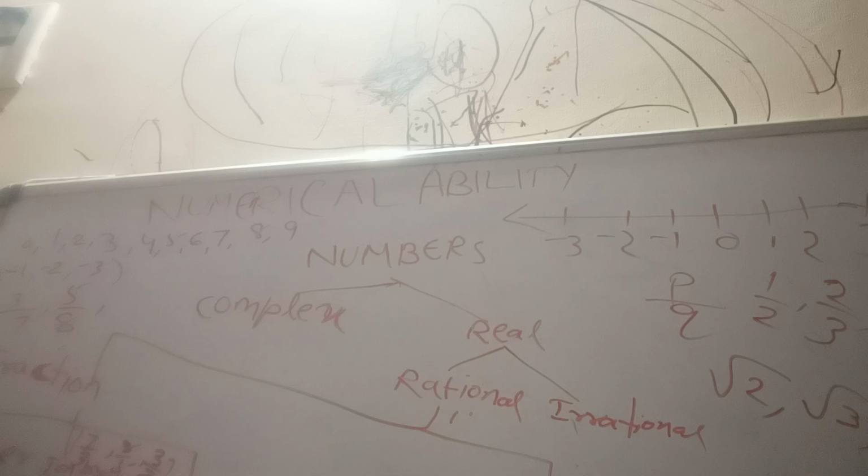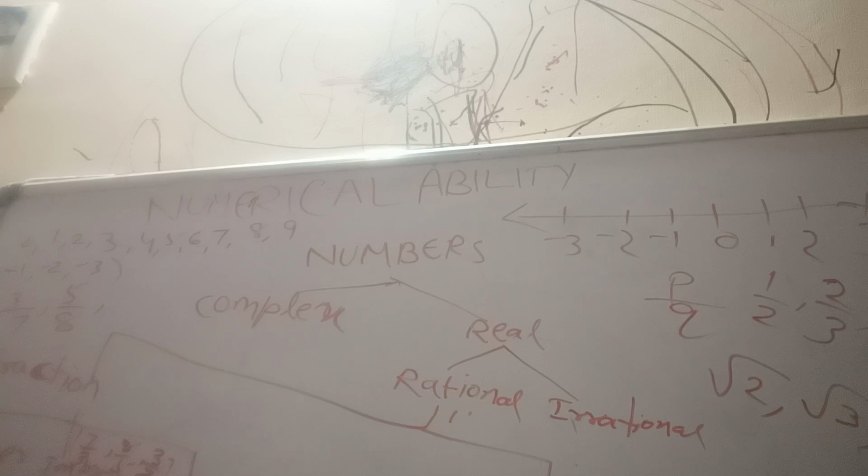Now come to perfect square. A perfect square is a number that can be written as a product of two equal factors. If the whole numbers we consider are 1, 2, 3, their squares are: 1 squared is 1 into 1 equals 1. 2 into 2 equals 4, so 2 squared is 4. 3 into 3 is 9.